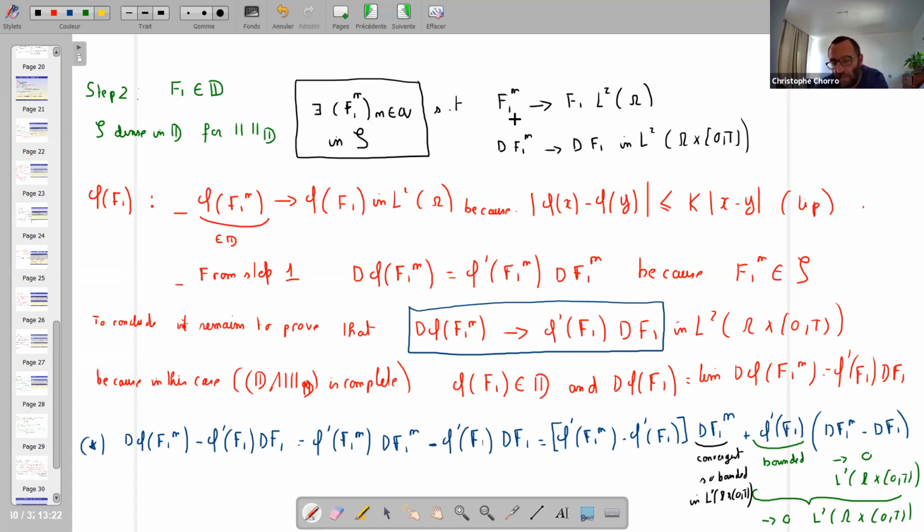But what I know is that F1n converges toward F1 in L2. I know that there are some links between convergence in L2 and convergence almost sure. I know that convergence almost sure plus domination implies convergence in L2, and I know that convergence in L2 doesn't imply in general the convergence almost sure, but I have the convergence almost sure for a subsequence. And so here, I can directly start to work with this subsequence.